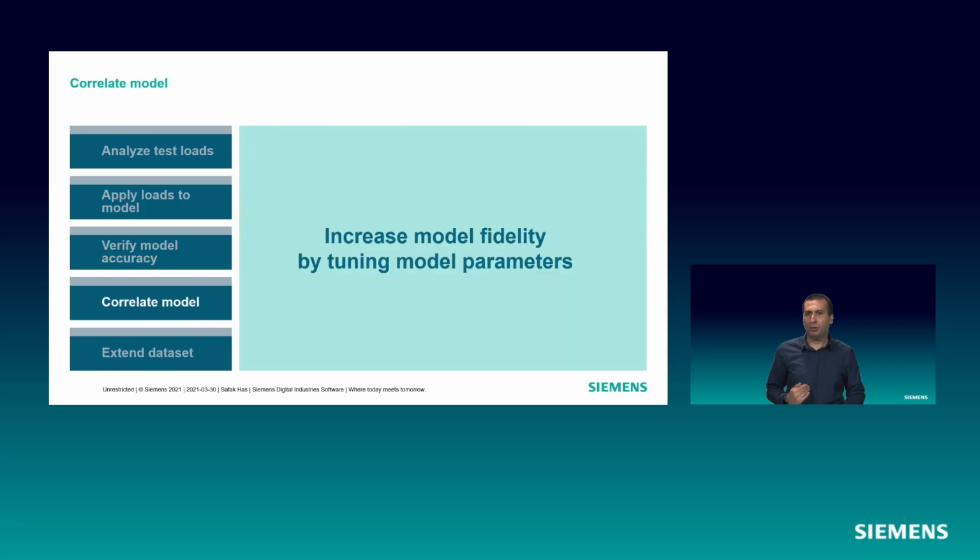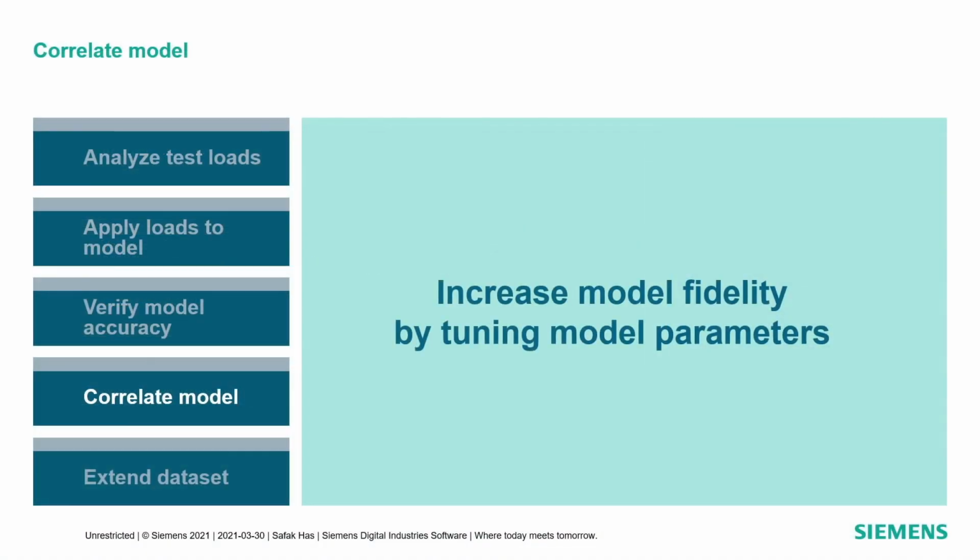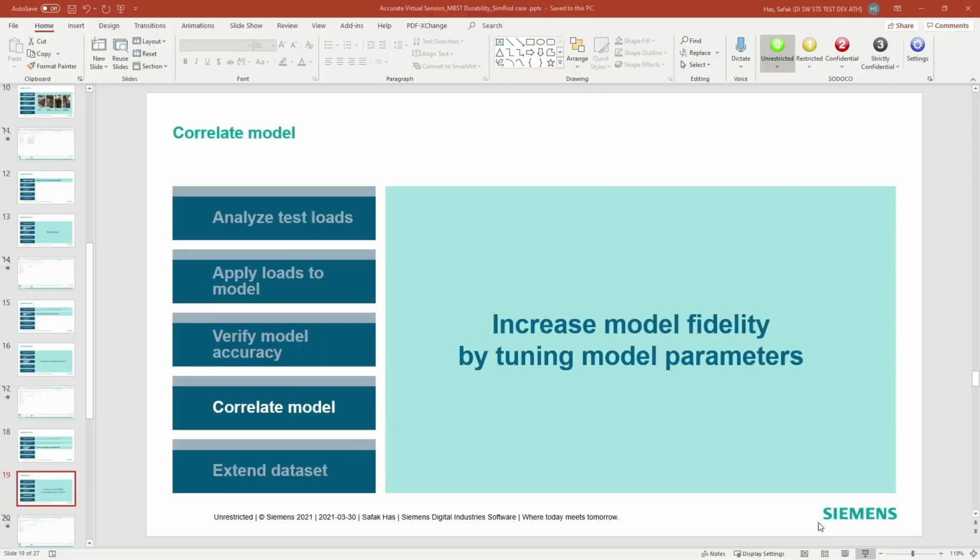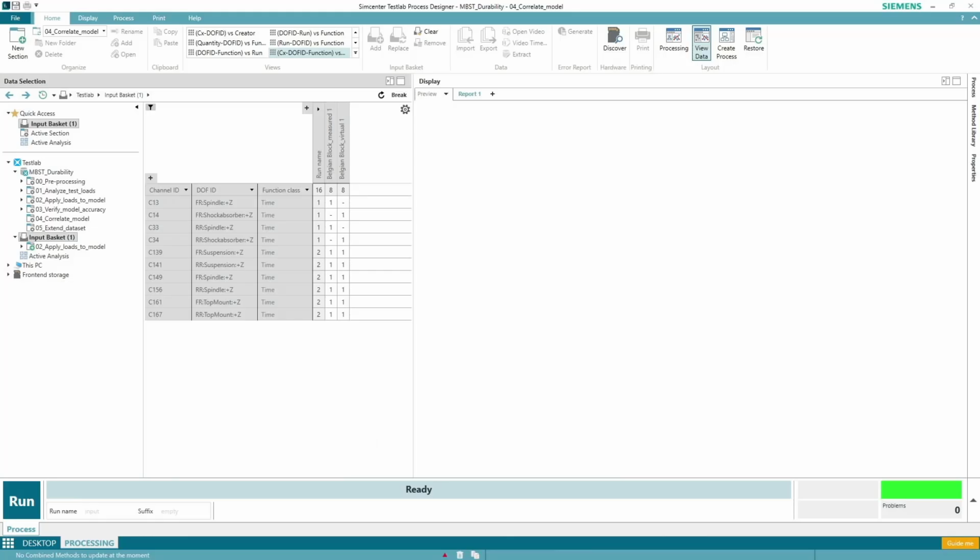So the next chapter will be about model correlation. In this chapter, we will see how we can increase the model fidelity by tuning the model parameters. Let's see how we can do this in the software. So I'm going to again quit from the presentation mode and open the software back again.